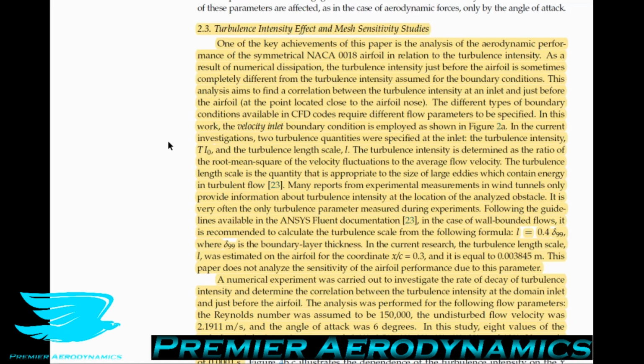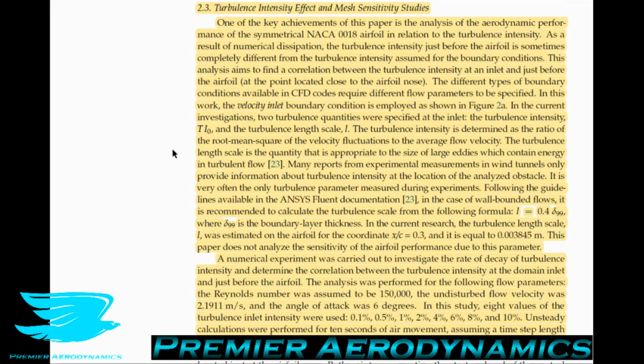It is very often the only turbulence parameter measured during experiments, following the guidelines available in the ANSYS Fluent documentation. In the case of wall-bounded flows, it is recommended to calculate the turbulence scale from the following formula. So the turbulence length scale is 0.4 times the boundary layer thickness. So in other words, 40% of the boundary layer thickness is the same as the turbulence length scale. In this current study, the turbulence length scale L was estimated on the airfoil to be 0.004 meters. So in other words, 4 millimeters.